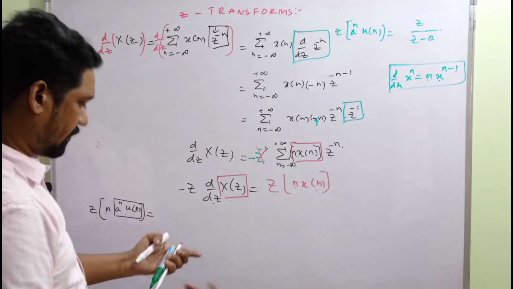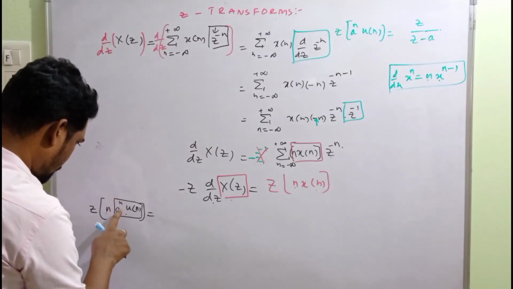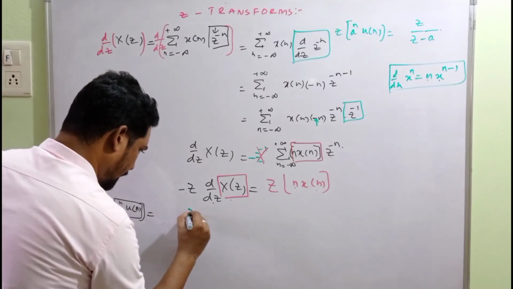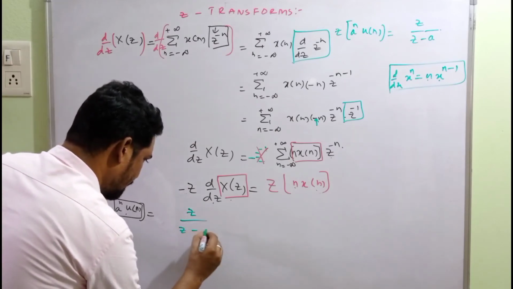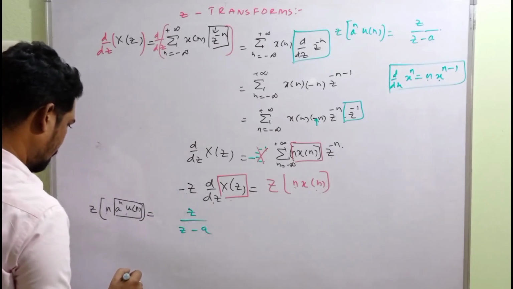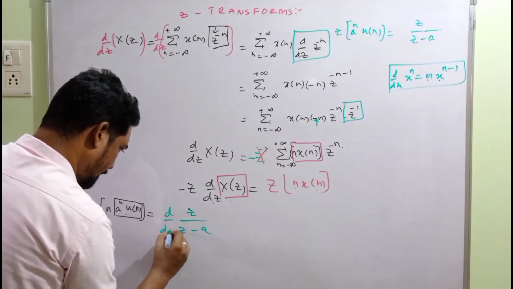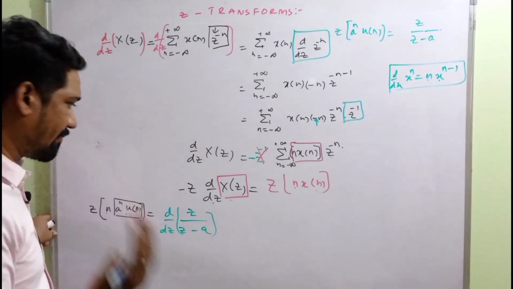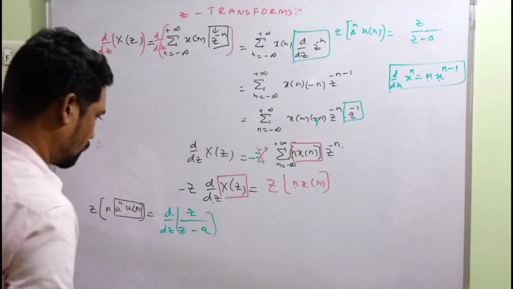Where is that? I erased it away. The z transform of, if I'm not wrong, a raised to n u of n should be z by z minus a. Okay, so in that case, the first derivative of this function d by dz, guys, it's time to wake up your math skill in you.